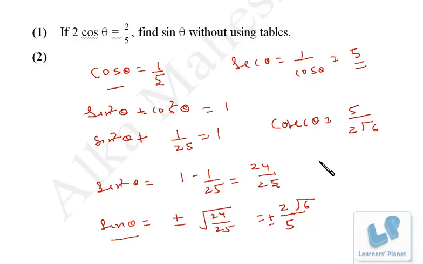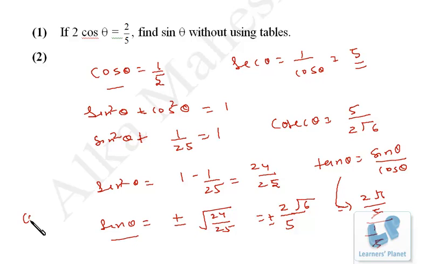Now we have to find out tan theta. Now tan theta is actually sin theta by cos theta. So what is the value of sin theta? That is 2 root 6 by 5. What is the value of cos theta? That's 1 by 5. So tan theta will be equal to 2 root 6. So this is how we can calculate. And tan theta is 2 root 6, that means cot theta will be 1 upon 2 root 6. So we calculated all the other 5 trigonometric ratios if we know 1.